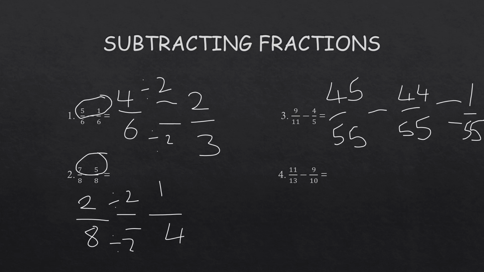Now we have to look at question 4. So 13 and 10 are the denominators, so we do 13 times 10. Now if we see, we can't get 65 because that's not in the 10 times table, so 130 would be the denominator.